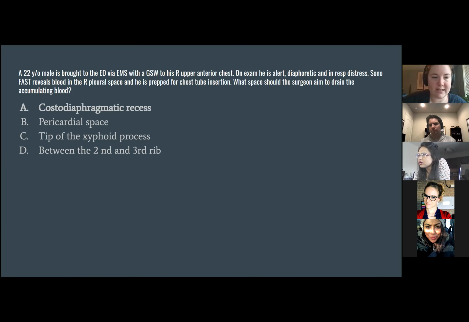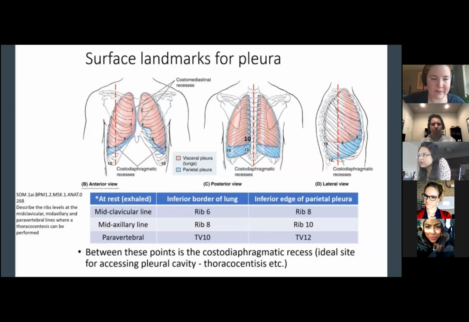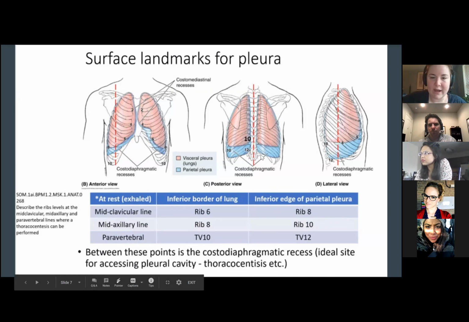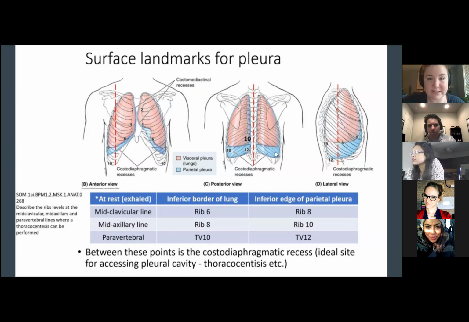Yeah, most of you guys are getting this. It's costodiaphragmatic recess. I don't believe I have an explanation slide. Oh, I do have my explanation slide. Okay, cool. So between the points, you want the costodiaphragmatic recess. The reason being, this is where you are going to be least likely to puncture the lung. So it's the space between the lower border of the lung and then the pleural membranes. And so you have this space where fluid can collect. And this is where you want to aim so that you can drain the fluid, but you're not puncturing the lung. You're not damaging any structures surrounding it.